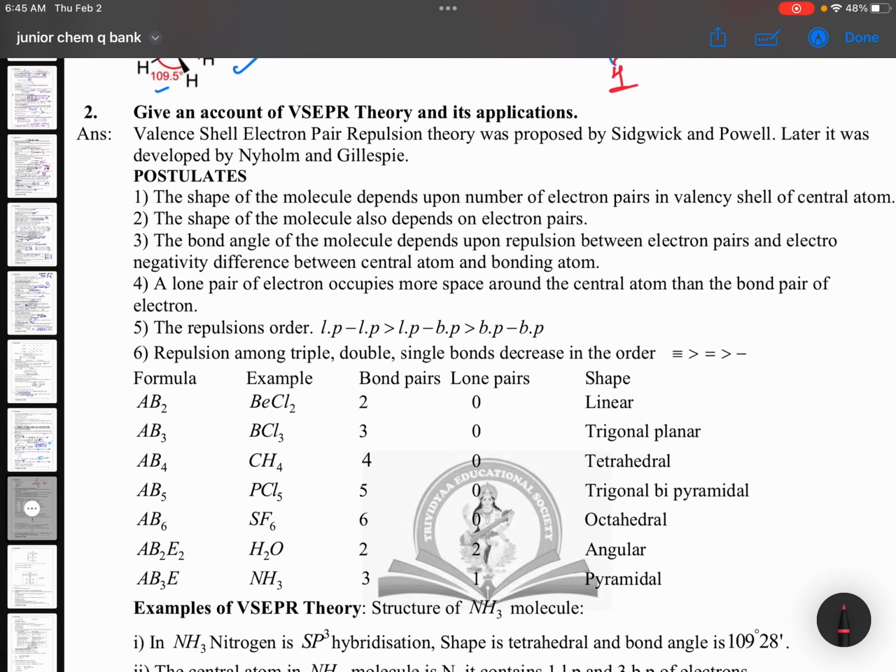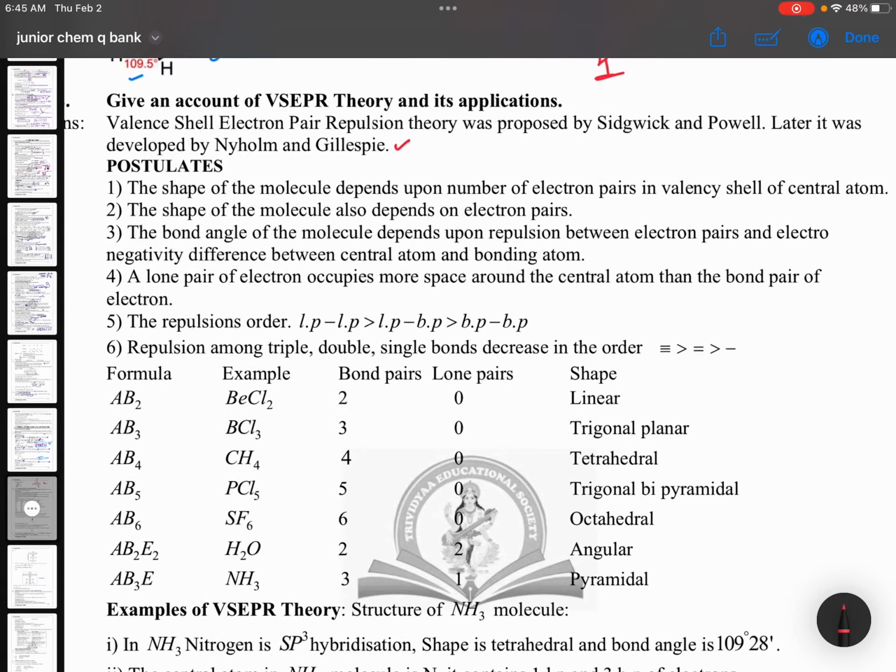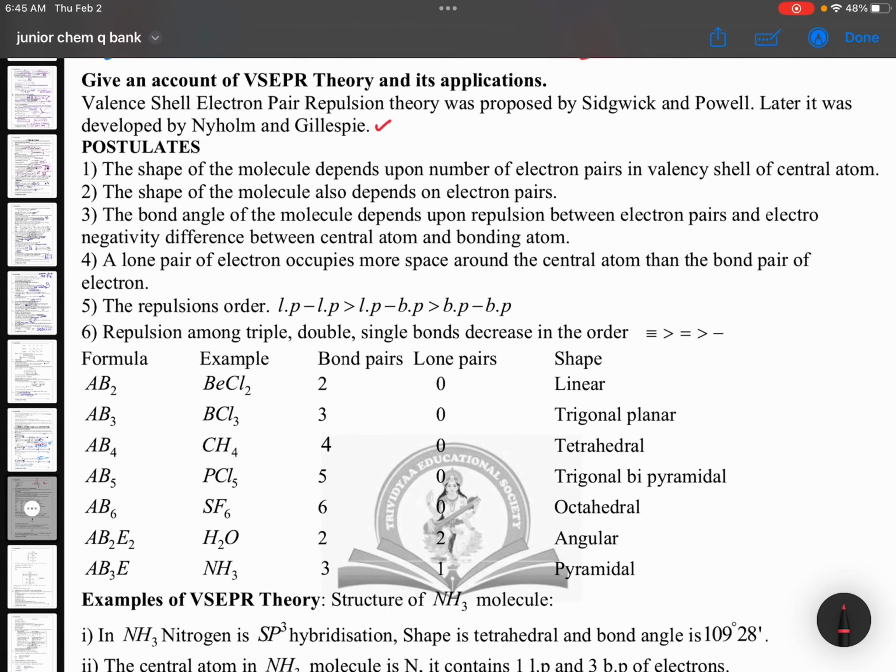Give an account of VSEPR theory and its applications. VSEPR, valence shell electron pair repulsion theory, was proposed by Sidgwick and Powell. Later it was developed by Nyholm and Gillespie. Postulates. The shape of the molecule depends upon the number of electron pairs in valence shell of central atom. The shape of molecule also depends on electron pairs. Electron pairs means lone pair of electrons.